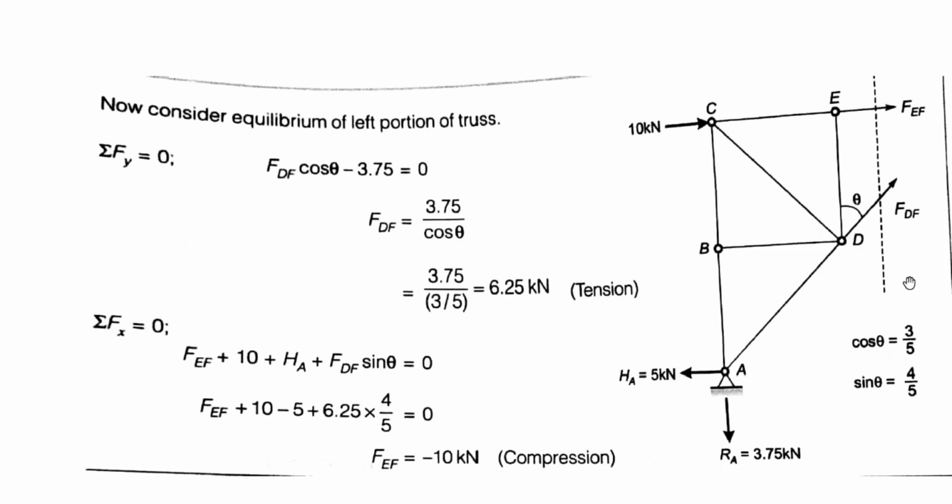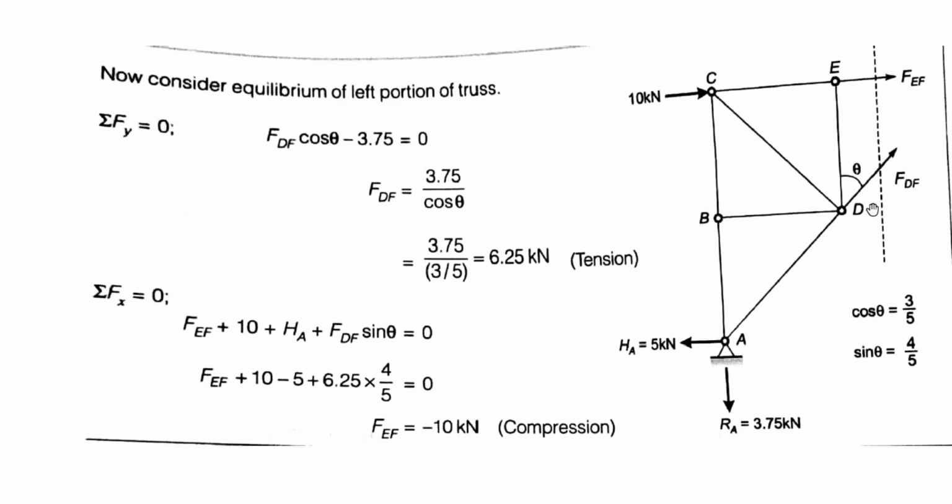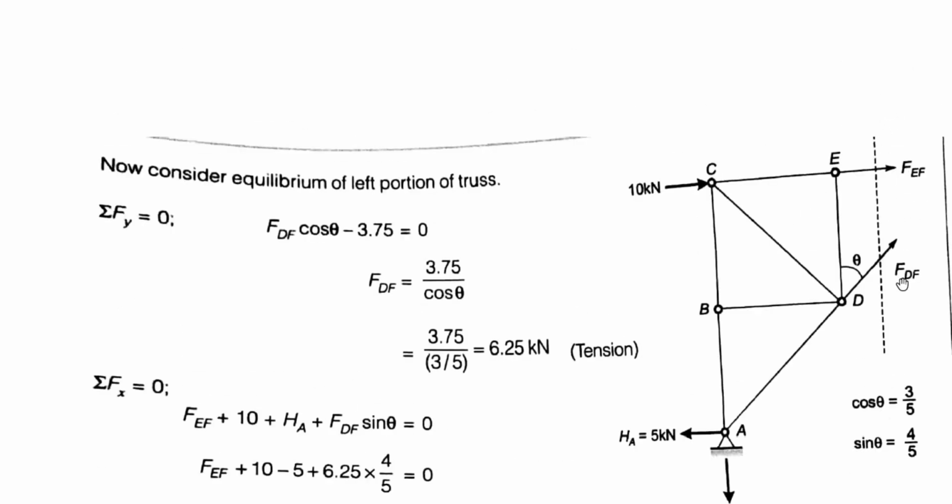If it is angle theta, then cos theta is equal to 3 upon 5, and sin theta is equal to 4 upon 5. Perpendicular upon hypotenuse is sin theta, and cos theta is equal to base upon hypotenuse. Base is 3 and hypotenuse is 5, because we are having 3, 4, and hypotenuse is 5 meter. So sin theta and cos theta values we calculated from here, and this is our section, and this is member EF, this is member DF. Force in DF member.